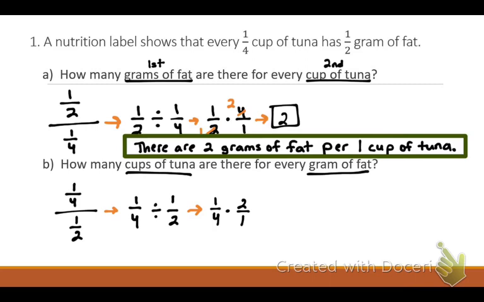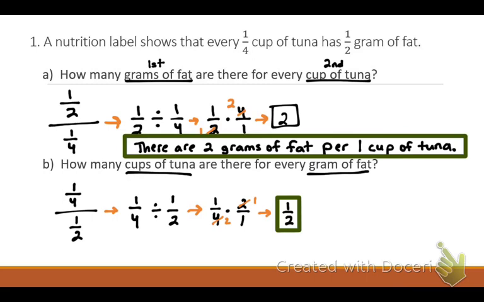Ava, is there anything I can cross-reduce? What do the 2 and 4 become? Very good. And Einar, what's my answer? 1/2 is correct. Is there anyone who feels comfortable to tell me what the sentence would be comparing and answering the question, how many cups of tuna are there for every gram of fat? Amira, try it for us.